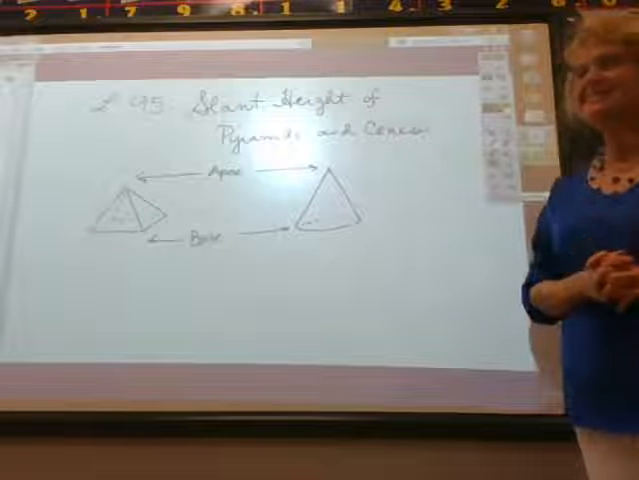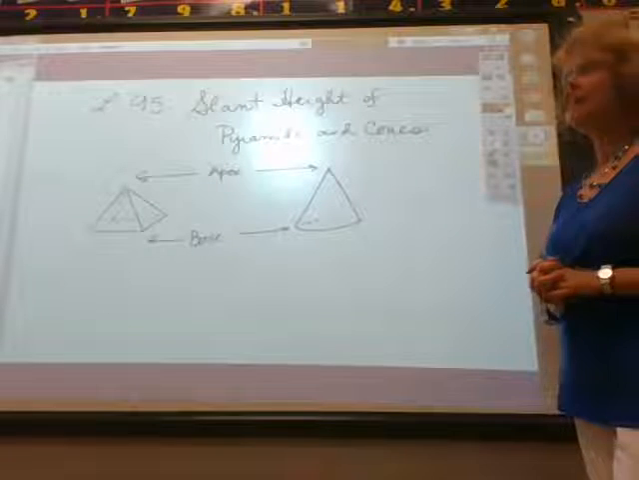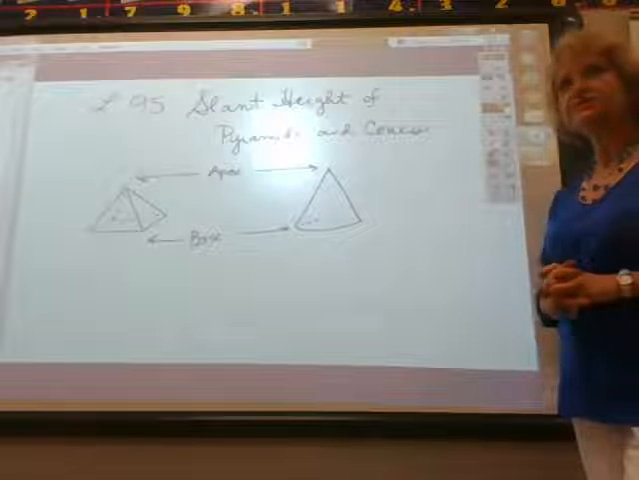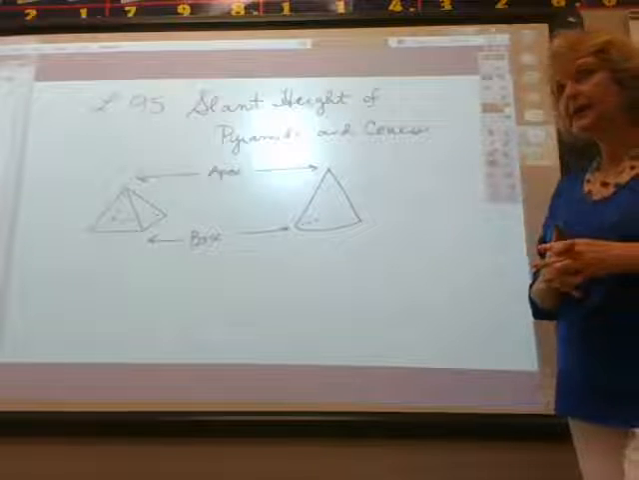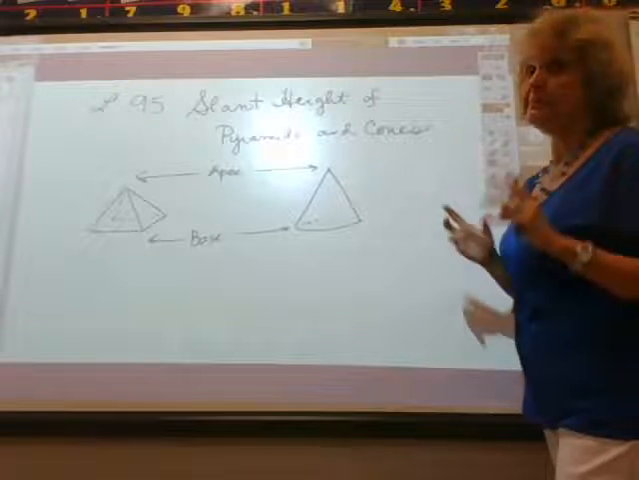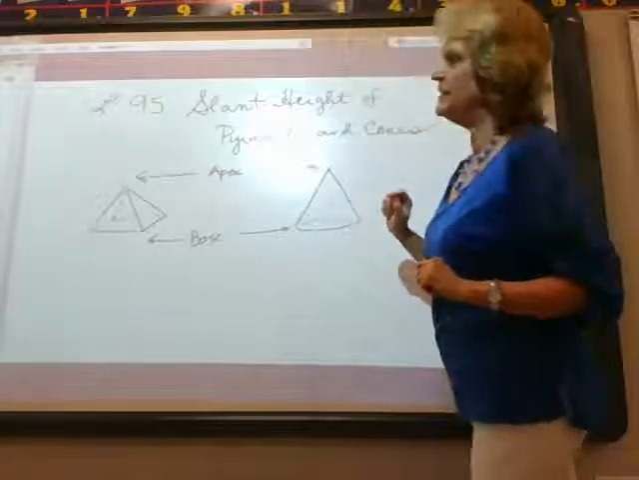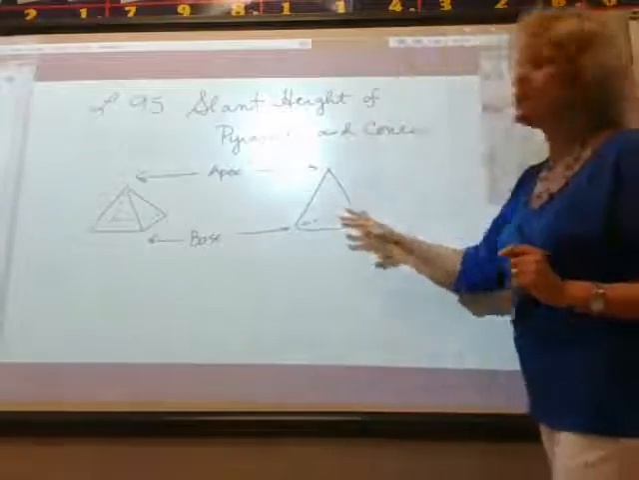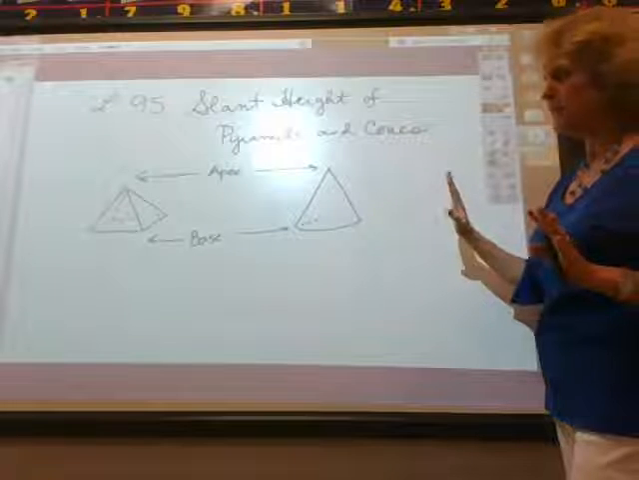All right, everybody, today lesson 95 is on the slant height of pyramids and cones. I had to put on all of my artistic ability and I tried very hard, many times, to draw a pyramid. As you see, the dotted lines are what you don't see because of depth, and a cone. A cone's a little bit better than the pyramid.